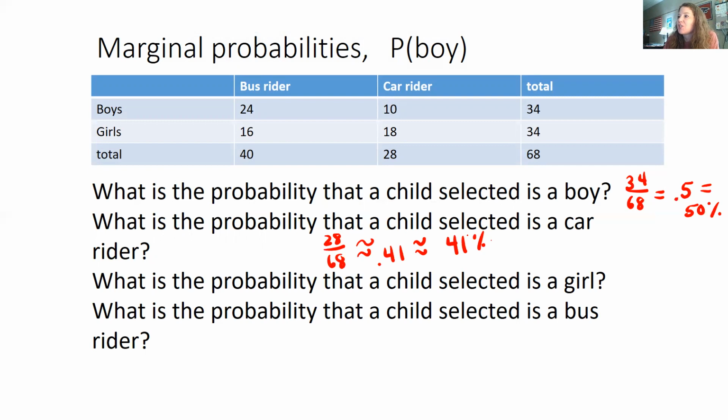What's the probability that a child selected is a girl? Well, how many girls are there? There's a total of 34 girls out of 68, which is half of them, right? Which is 50% of them. And then what is the probability that a child selected is a bus rider? So how many bus riders? We had 40 bus riders out of 68, and that would be about 59% of them. 59% were car riders, or excuse me, bus riders.